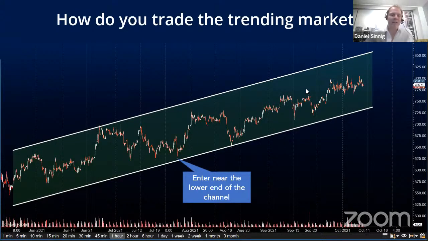Now, how can we mitigate this risk? Well, one way to mitigate it is to enter near the lower end of the upwards channel. For example, at this point here, price is approaching the lower bound. We enter long. We set our stop loss below the lower channel, and we're hoping that price will continue in the direction of the trend. But if we get stopped out, and our stop loss is below the channel, we will not lose too much because we entered near the lower end of the channel.